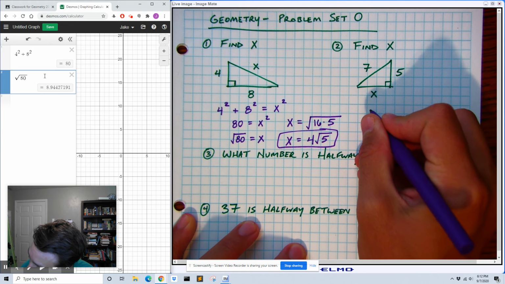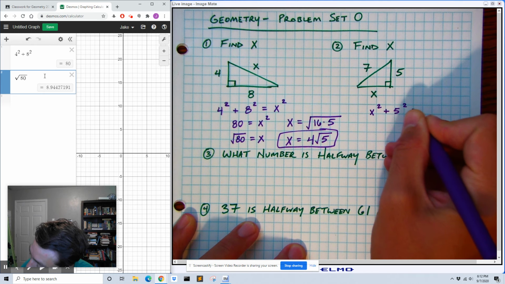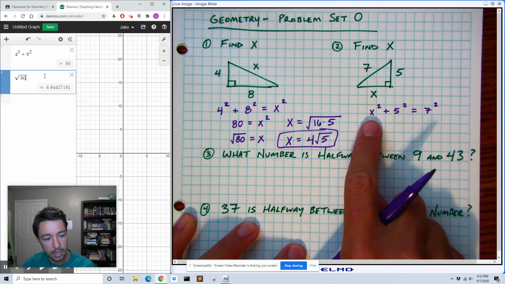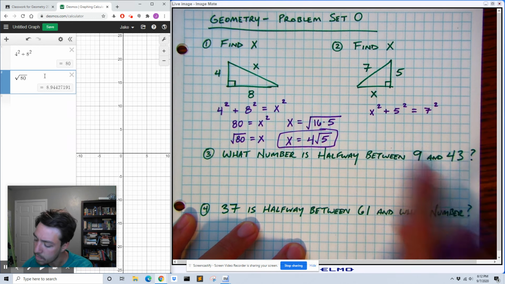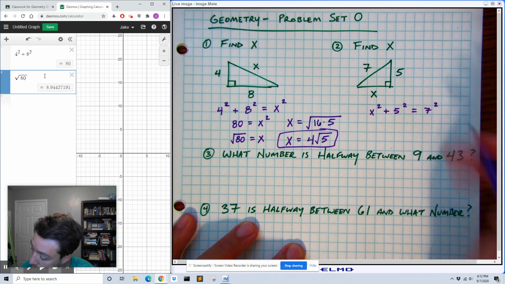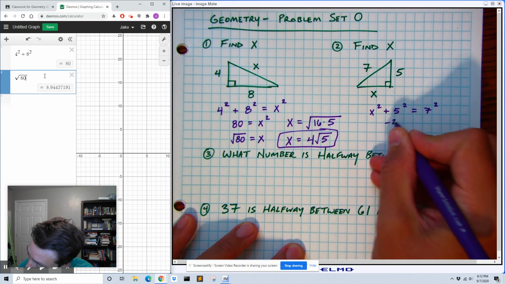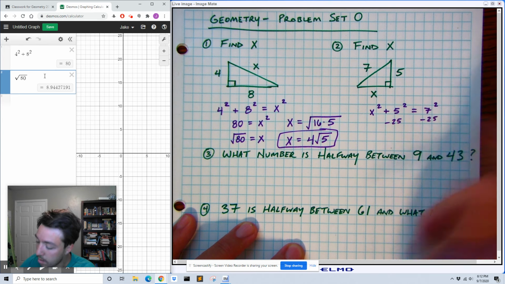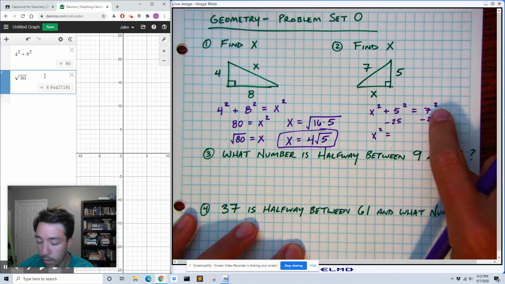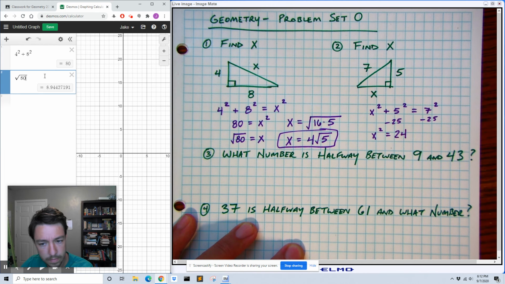So let's find it. So same setup as before. You go short leg squared plus other leg squared equals hypotenuse squared. Notice this time the x is here on the left side, not by itself. So that's 49, that's 25. Okay, so what we're going to do is subtract 25 from both sides, right? So x squared has to equal, so 49 minus 25 is 24.